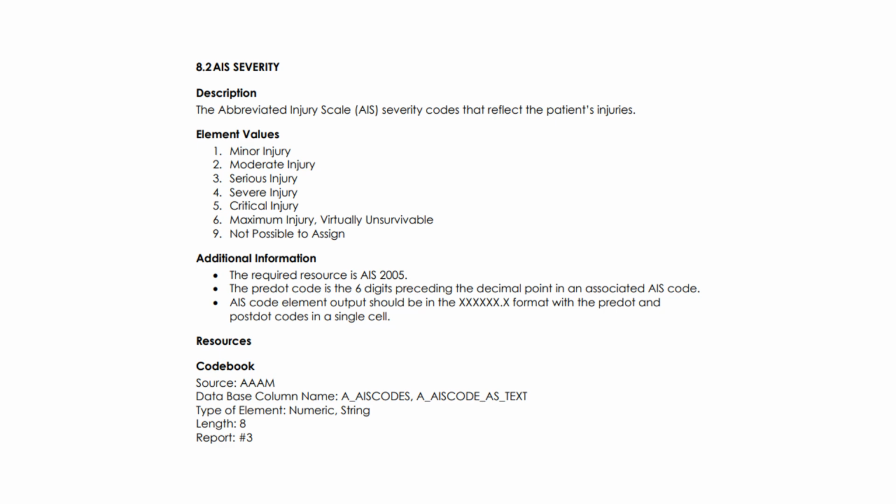AIS, or Abbreviated Injury Scale Severity Codes, reflect the type and severity of the patient's injuries. These codes range from a post-dot of 1, which is a minor injury, to 6, which represents a virtually non-survivable injury. There is also a 9 post-dot score for injuries that are impossible to assign an actual injury severity to.